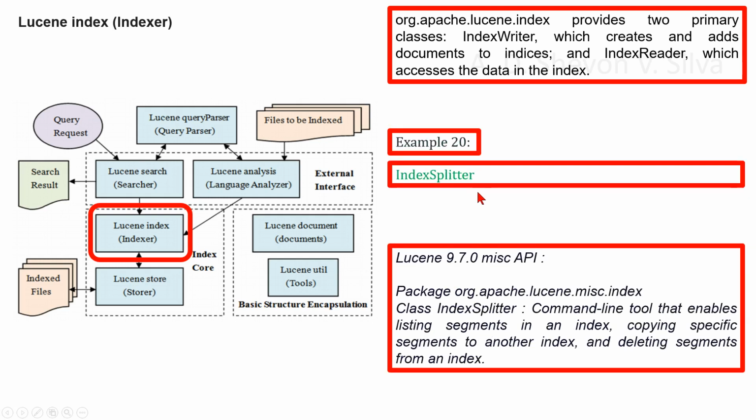Now we are considering class IndexSplitter in package org.apache.lucene.misc.index. Here we are considering the Lucene 9.7.0 miscellaneous API. The misc package has various tools for splitting and merging indices, changing norms, finding high freq terms, and others. With the class IndexSplitter, a command line tool that enables listing segments in an index, copying a specific segment to another index, and deleting segments from an index.